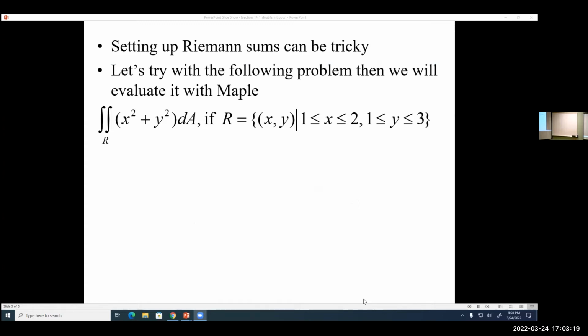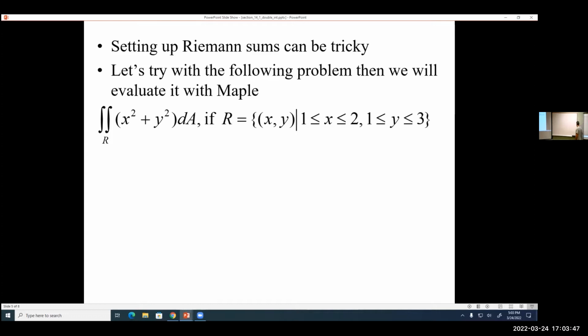And then in 14.2, the main thing I want to focus on is when our regions aren't rectangular. When our regions are rectangular, things are pretty straightforward. And so what I mean by this, we're integrating x squared plus y squared. So that's the function over some region in the xy plane. And that's the region is given by here. X is going from 1 to 2. Y is going from 1 to 3.